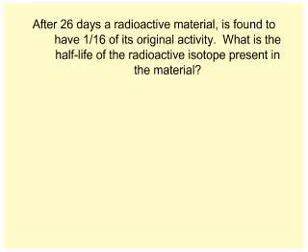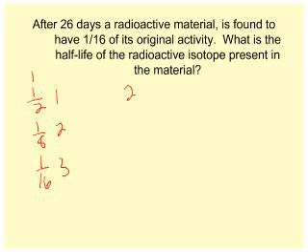For 26 days, a radioactive material is found to have 1/16th of its original activity. What is the half-life of the radioactive isotope present in the material? So I know it's going to go 1, 1/2, 1/4, 1/8, 1/16th. That means it took 1, 2, 3, 4 half-lives, right? So 26 days was 4 half-lives. So 26 over 4 would be 6.5 days.